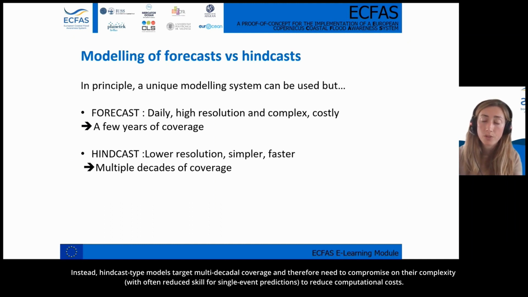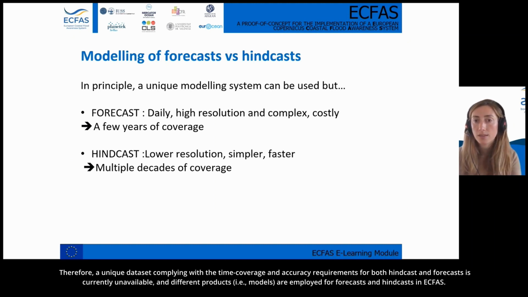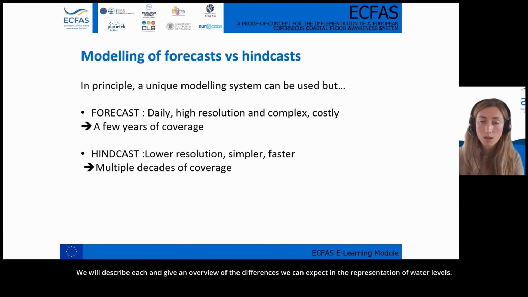Instead, hindcast type models target multi-decadal coverage and therefore need to compromise on their complexity with often reduced skill for single event predictions in order to reduce computational costs. Therefore, a unique dataset complying with time coverage and accuracy requirements for both hindcasts and forecasts is currently unavailable, and different products, and in this case models, are employed for forecasts and hindcasts in ECFAS. We will describe each and give an overview of the differences we can expect in the representation of water levels.